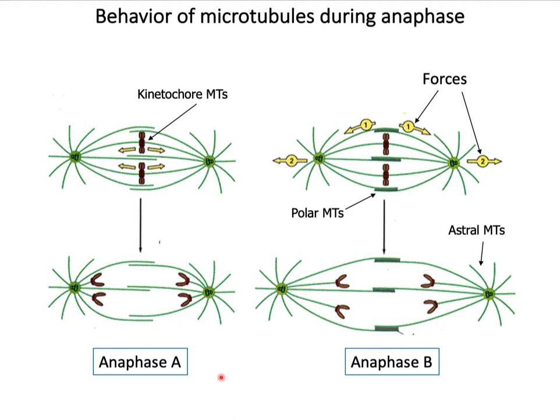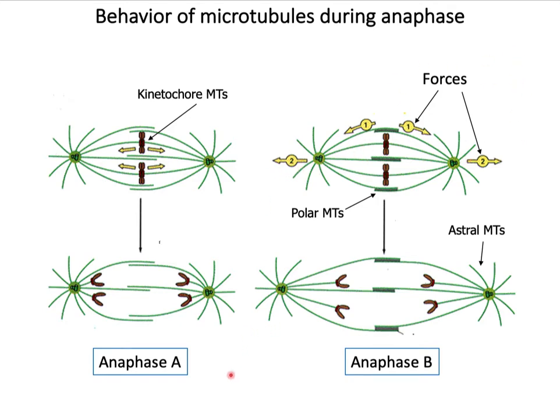And the way they behave creates the forces necessary to pull the sister chromatids apart and to elongate this spindle apparatus. These forces can be grouped into two classes known as anaphase A and anaphase B. The forces generated in anaphase A are generated by the kinetochore microtubules that are interacting with the chromosomes. And the forces generated during anaphase B are generated by the polar microtubules interacting with each other in the spindle, and the astral microtubules on either end of the spindle.